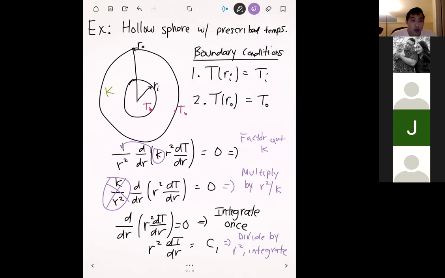And then once we do that, we'll have an expression for T of R, and it'll have our two constants, okay? All right, any questions on this before I turn the page? Okay.